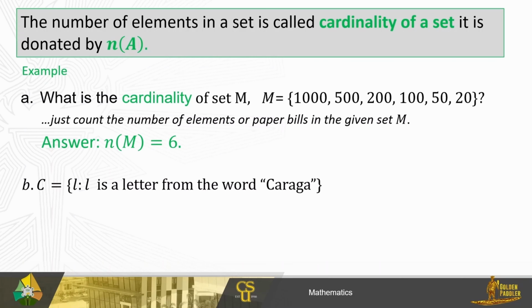Another example. Can you try, how many elements are there in C? And that's the cardinality of the set C. We write n(C), which is equal to 4.